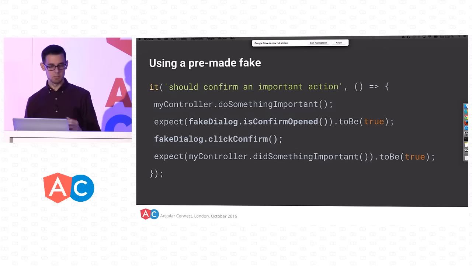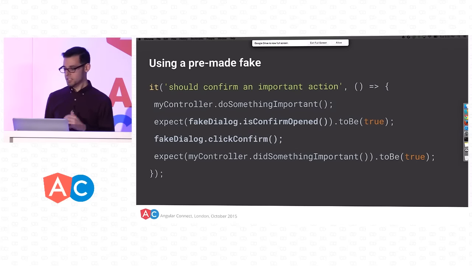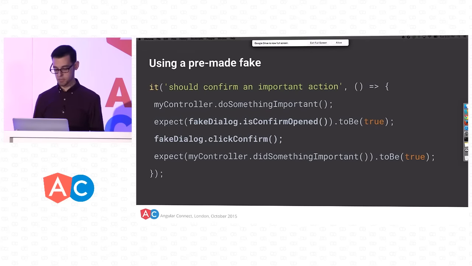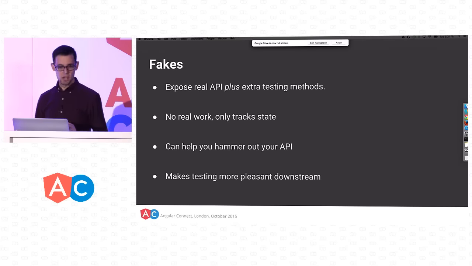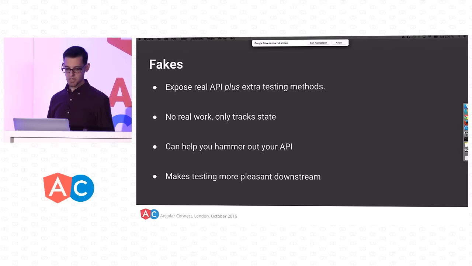If you're the one writing components or services that are going to be used by others, you can make testing much easier by creating fakes like this that you distribute along with your actual implementation. Now, when I say fakes, what am I actually talking about? So fakes are a testing tool where you create a drop-in replacement for something that exposes all of the public API of the real implementation, plus some additional properties and methods for unit test assertions. But that doesn't actually do anything other than track some simple state.